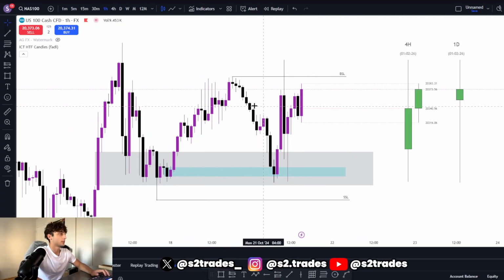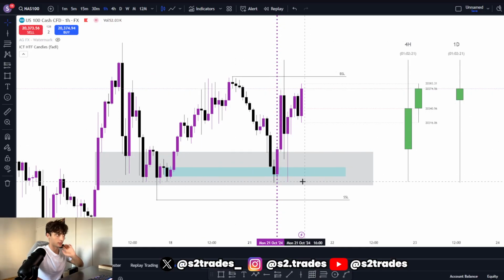One thing I noticed, if we look back to around here, this is when I got onto the market, at around 8:30ish. So I noticed that we were in an order block, plus there was a liquidity sweep right here. I'll mark it out later for you guys.